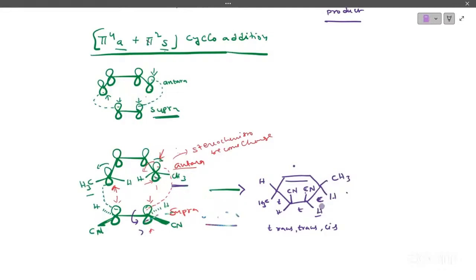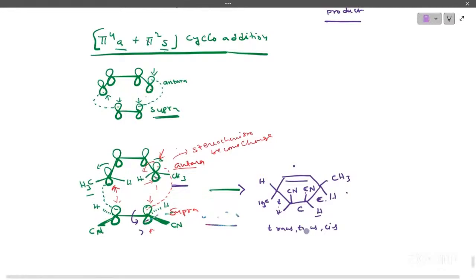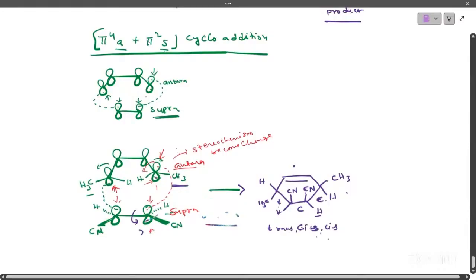Again, cis, this also becomes cis, and this will be trans. Now the product is trans cis cis product is generated. Okay, this is the third stereochemical mode.